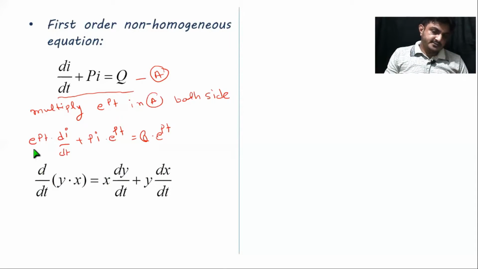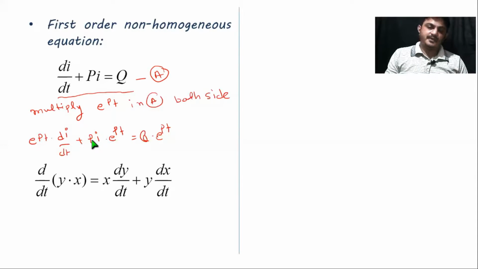If you observe this line carefully, this is e raised to pt. It means that you are keeping e raised to pt constant and taking the differentiation of the other variable, that is di by dt. Now in the second term, if you observe, your i is constant, and now you are taking the differentiation of e raised to pt. If you differentiate e raised to pt, you will get e raised to pt, and when you differentiate the power, what will you get?